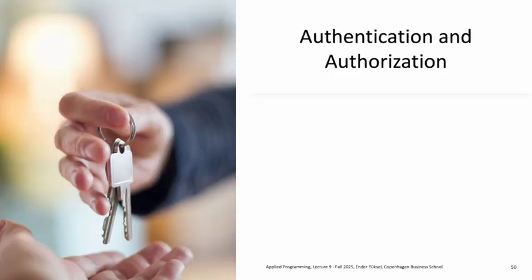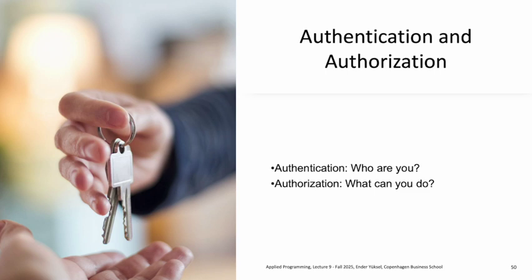This slide introduces two foundational concepts in web application security: authentication and authorization. These terms are often confused, so let's clarify them with a simple analogy. Imagine you're entering a building. Authentication is showing your ID at the front desk. It proves who you are. Authorization is the security guard checking which rooms you are allowed to enter based on your role: employee, manager, or visitor.